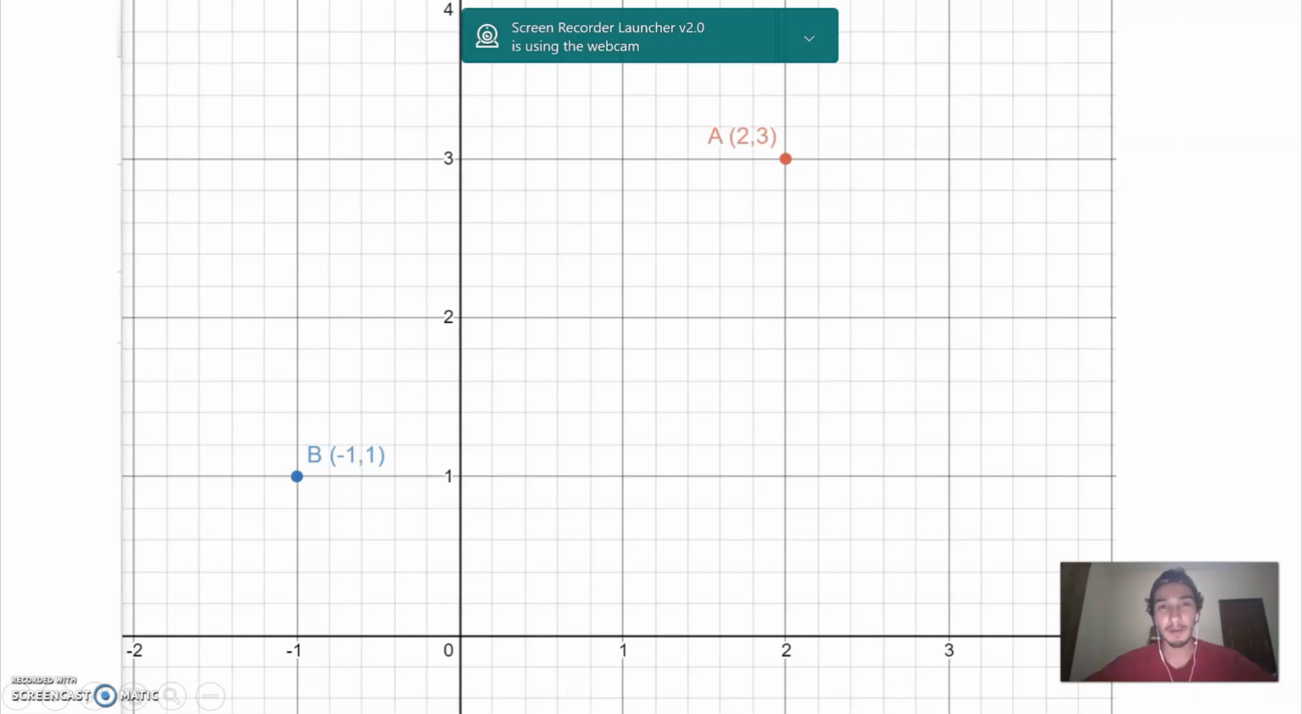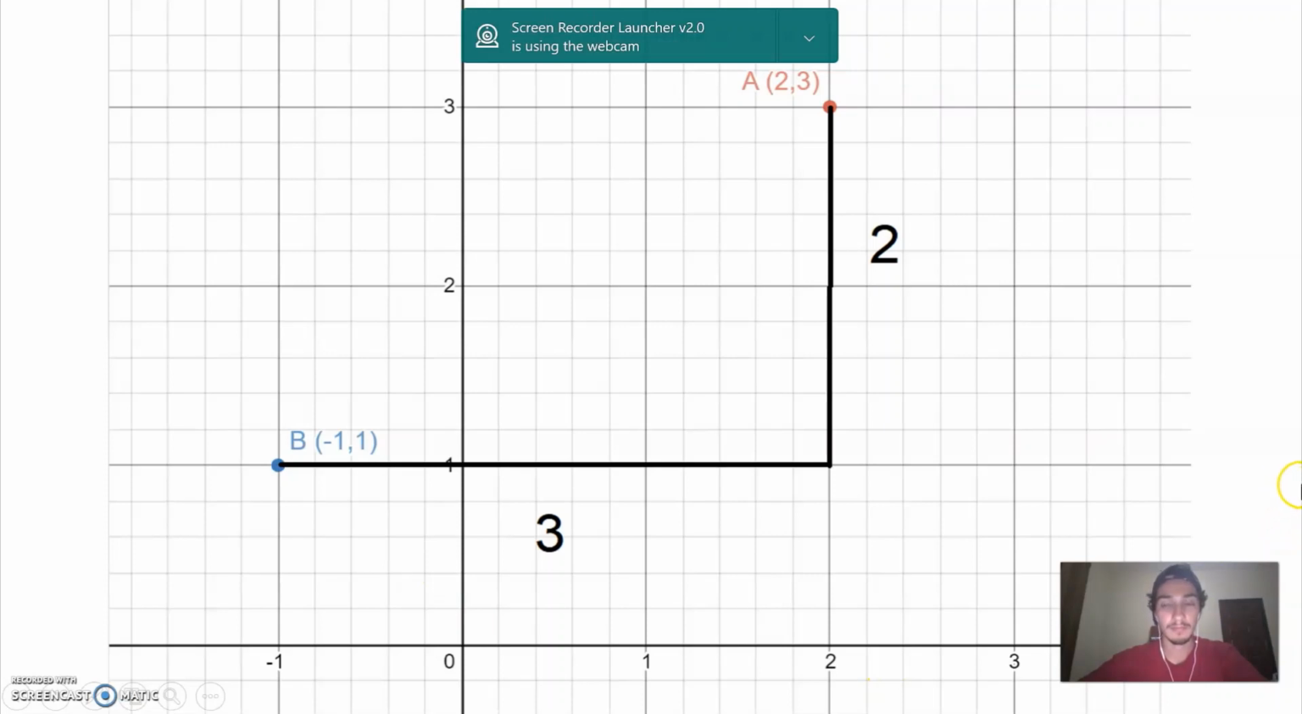For you to do now, I want you guys to find the distance between points A and B along the x-axis and along the y-axis. So take some time to do that now. All right, so here we have the x component, 3, and the y component, 2. So we can see that the distance between A and B along the x-axis is just 3, and the distance between A and B along the y-axis is 2.